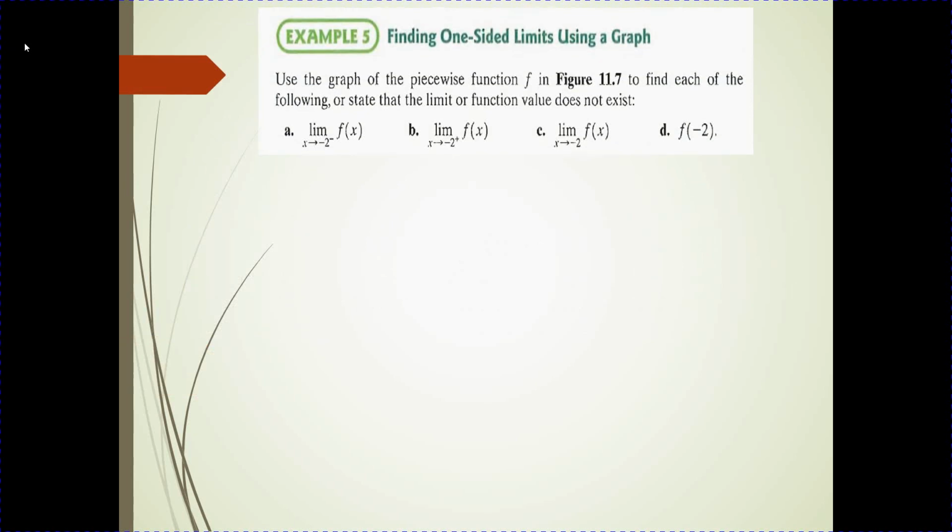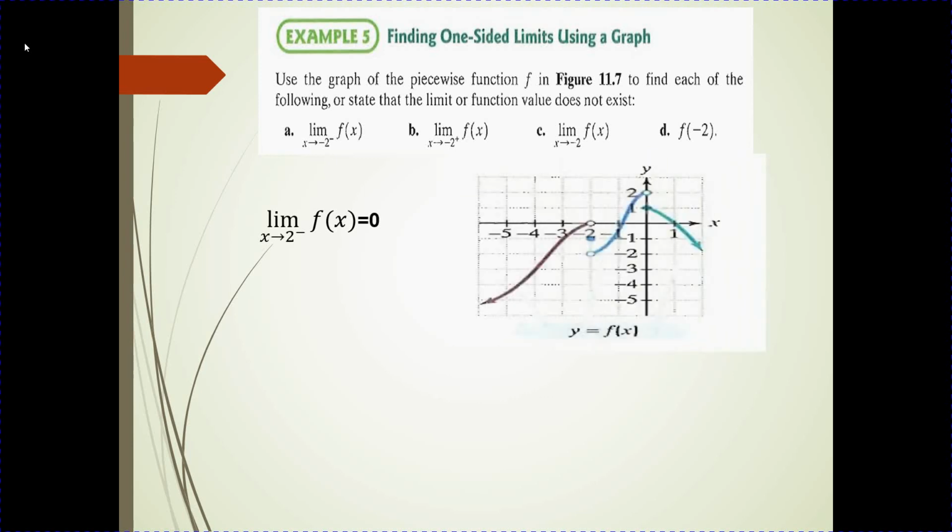Finding one-sided limits using a graph. The graph is given here, and you are asked to find the following limits, and also you are asked to find f of negative 2. So in part A, you are asked to find the limit of f of x as x approaches negative 2 from the left. That means the left-hand limit. Looking at the graph, when x approaches negative 2 from the left, it gets closer to 0.